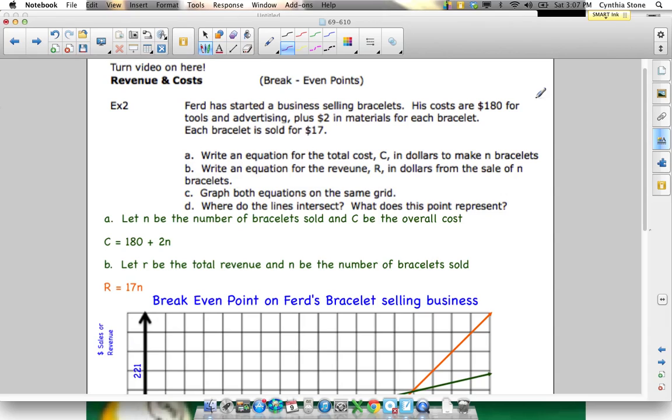Then into every bracelet he makes, he's got to put $2 in materials. That's like buying the buns and the cheese for your burger business. Okay, and then he sells each bracelet for $17.